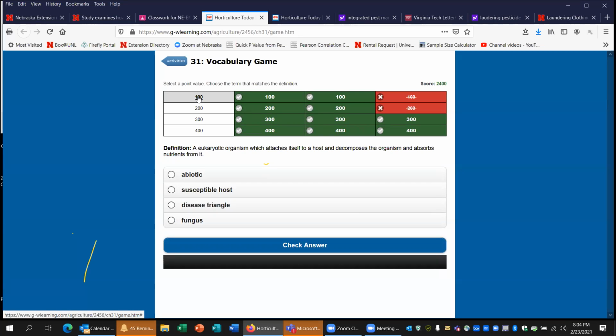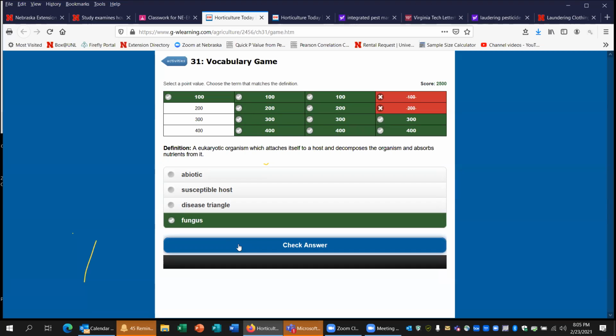A eukaryotic organism that attaches itself to a host and decomposes the organism and absorbs nutrients from it. Yep. We got it right. So think of powdery mildew on the lilacs. That's what that's doing, is it attaches it to the host, and it's one of those annoying things that we've got to do some treatment with. And so a lot of times with our lilacs, which tend to get overgrown because there's a lack of airflow, what is a strategy that you could do to a lilac to reduce the potential for powdery mildew in the future?